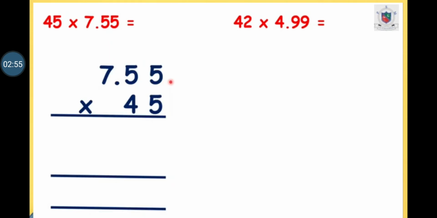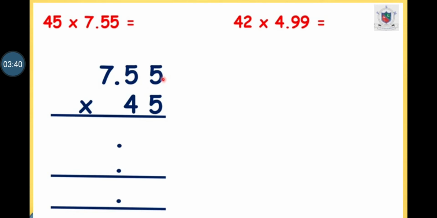My dear students, as you can see, first we are taking two numbers: 7.55, and we are multiplying it by 45. We multiply the first digit with all the digits of the top number, and we write the product. You can align the decimal point as well. You can write the decimal point in the end also, or you can write the decimal point under the decimal point.